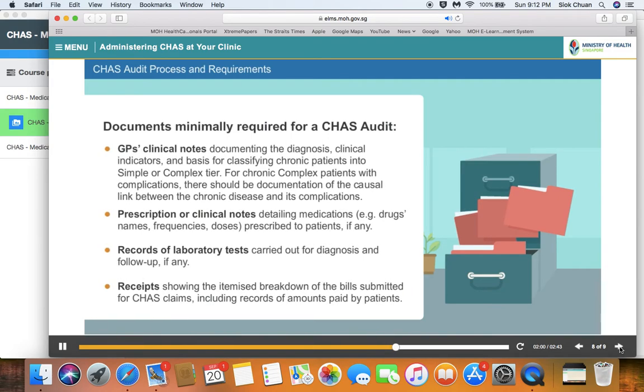Here is a list of possible documents that clinics are required to submit for a CHAS audit. The auditor can request from the clinic any additional documentation beyond what is usually expected as part of the audit, as long as advance notice is given.